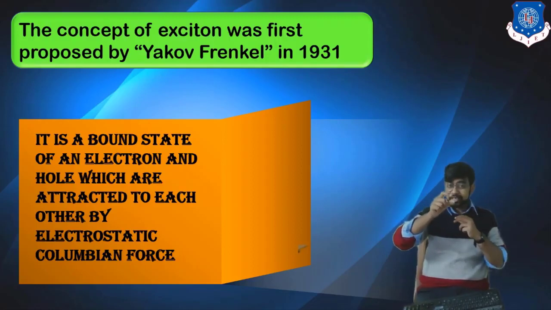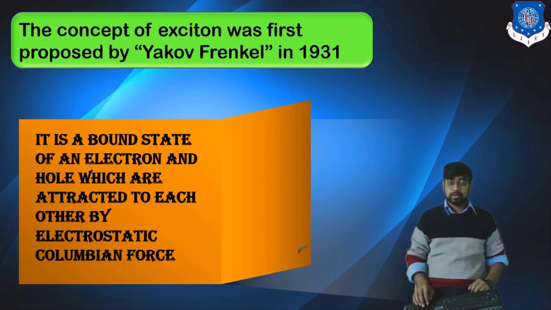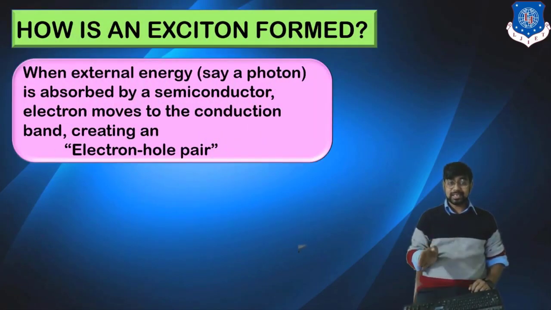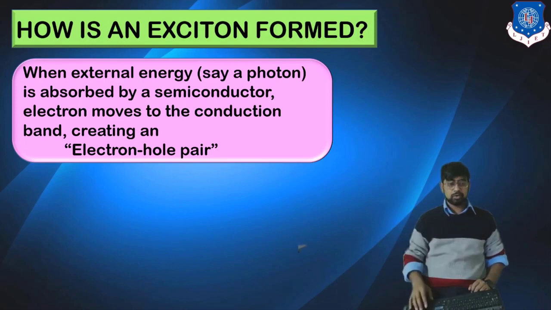Okay, so how were they attracted? Because of nothing but the electrostatic force. Okay, so how was it doing it? Let us understand how an exciton forms. When external energy, say a photon, is absorbed by a semiconductor, an electron moves to the conduction band. That is simply creating an electron-hole pair.